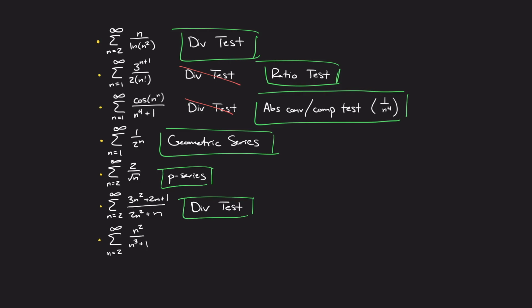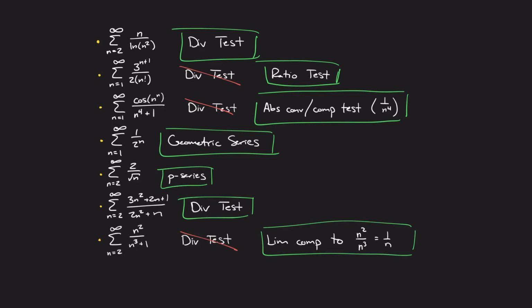For the sum of n^2 over n^3 plus 1, the divergence test doesn't work, but we can use the limit comparison test with n^2 over n^3, which is equal to 1 over n.